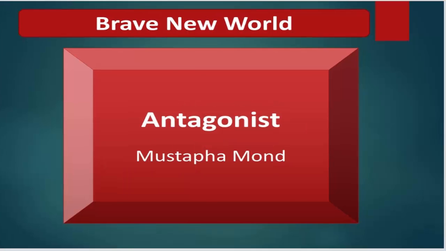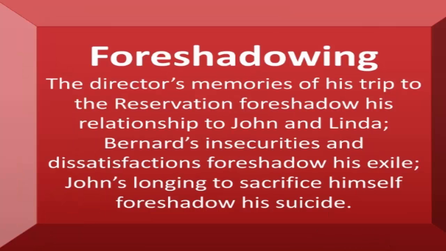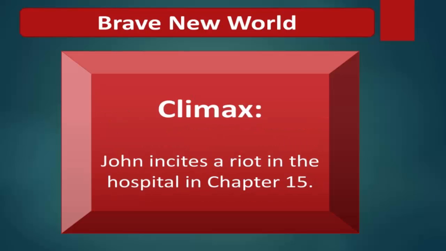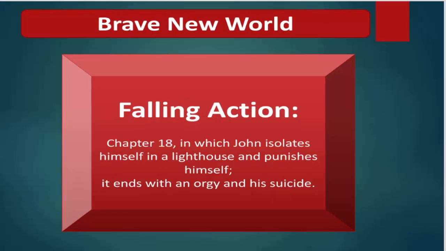Antagonist: Mustafa Mond. Foreshadowing: the Director's memories of his trip to the reservation foreshadow his relationship to John and Linda, and Bernard's insecurities and dissatisfactions foreshadow his exile. John's longing to sacrifice himself foreshadows his suicide. Climax: John incites a riot in the hospital in chapter 15. Falling action happens in chapter 18, in which John isolates himself in a lighthouse and punishes himself. It ends with an orgy and his suicide.